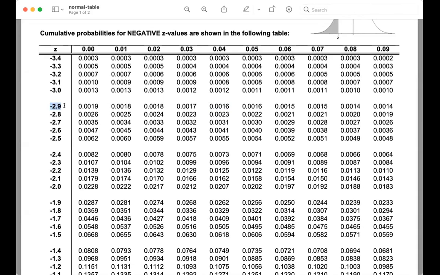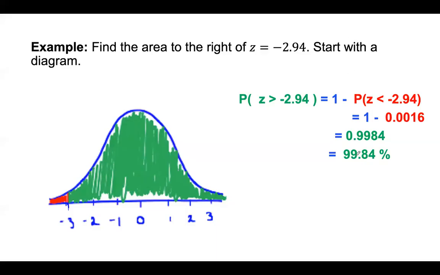So you see negative 2.9 and then the 4 here. So we find that area 0.0016. And we calculate our area respectively when we find that. So 1 minus 0.0016 is actually equal to 0.9984. And then we could put it in a percentage if we wish.